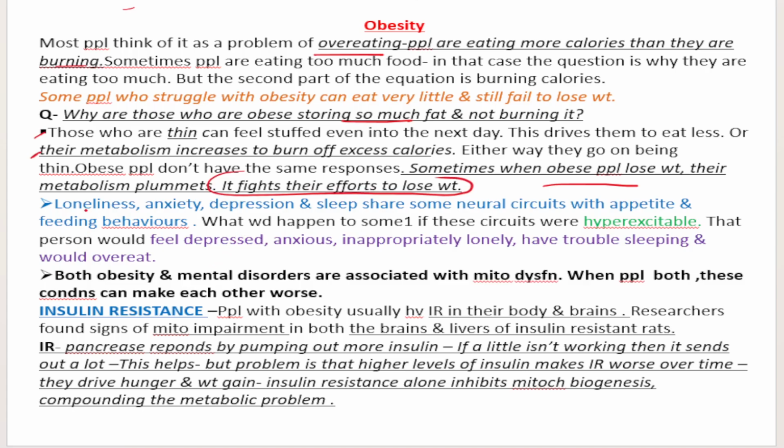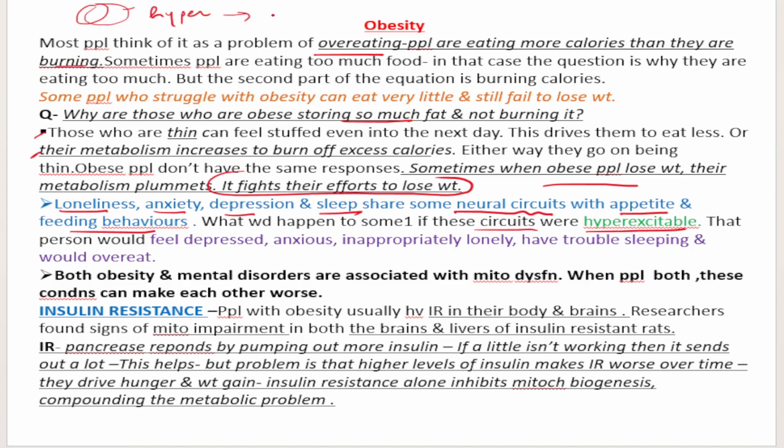Now, another thing is loneliness, anxiety, depression, and sleep. They share some neural circuits with appetite and feeding behaviors. So the neural circuits for loneliness, anxiety, depression, and sleep may overlap with the neural circuits related to appetite or feeding behaviors. Now, what would happen if some of these neural circuits were hyperexcitable? If these circuits, which overlap with the neural circuits related to appetite and feeding behaviors, were hyperexcitable, then what would happen?